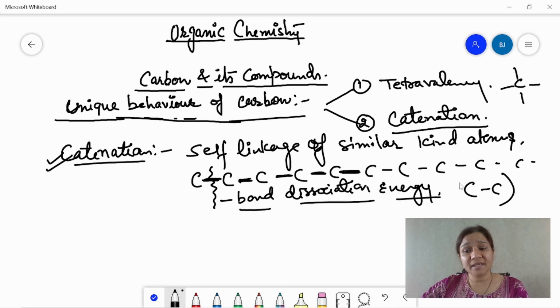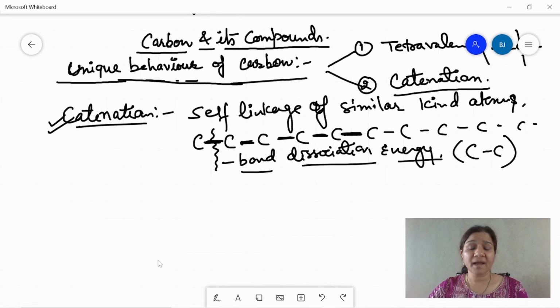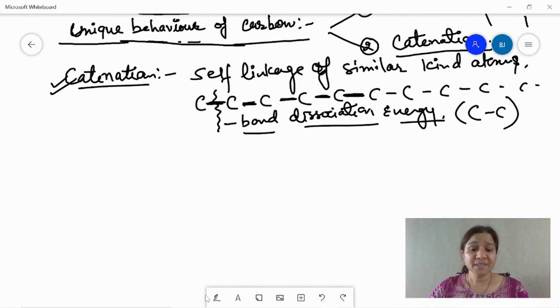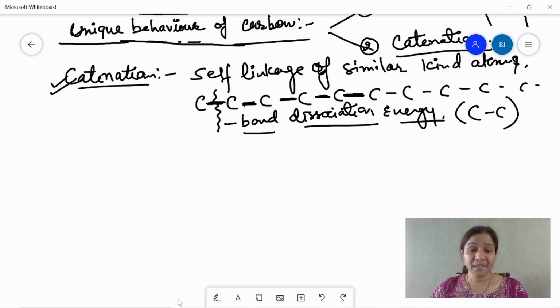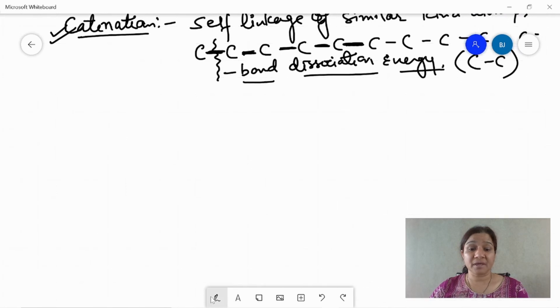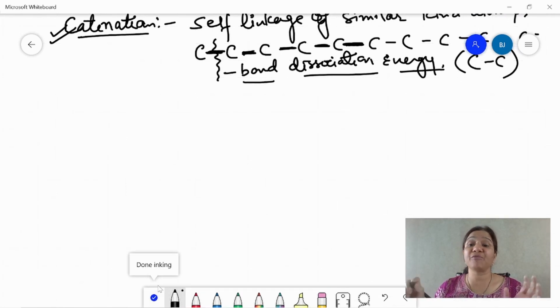So in carbon compounds, the bond dissociation energy between two carbons is very high. So we need a large amount of energy, which is not possible at ordinary temperature. That is why carbon has a unique tendency of catenation. Now because of this catenation, carbon can show self-linkage, and it can do that self-linkage in various ways.